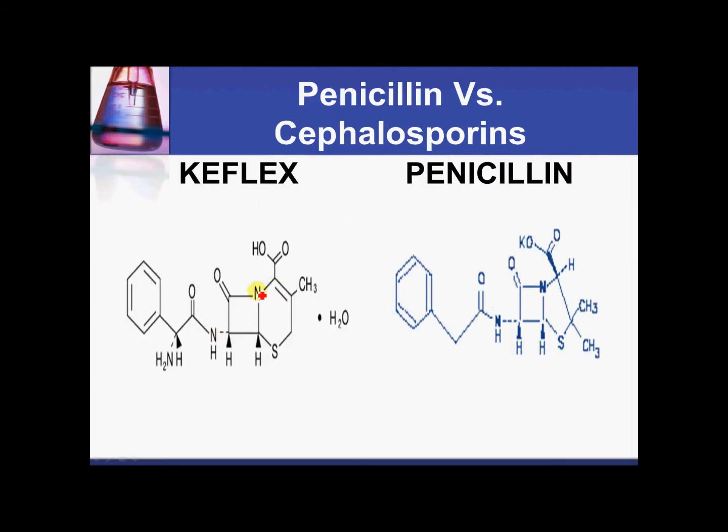Because of something called a beta-lactam ring, which both of these encapsulates. This is a first-generation cephalosporin, and penicillin; both have this beta-lactam ring. So again, there's about a 10% chance for patients allergic to penicillin that they'll be allergic to cephalosporins.